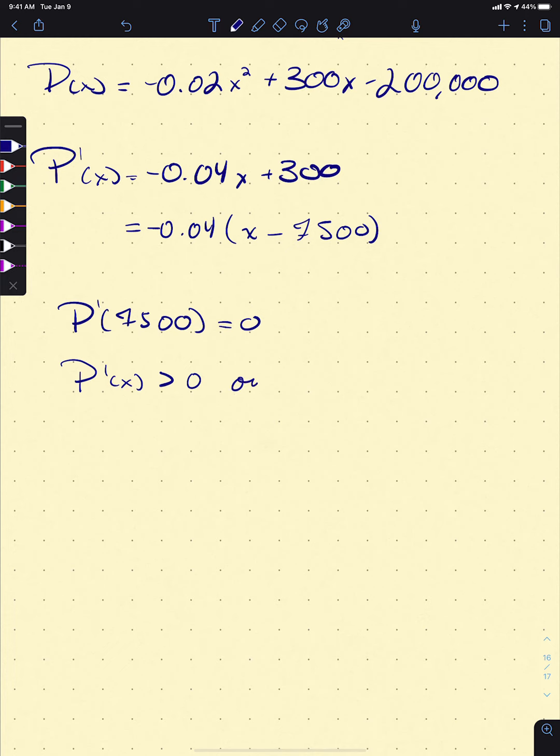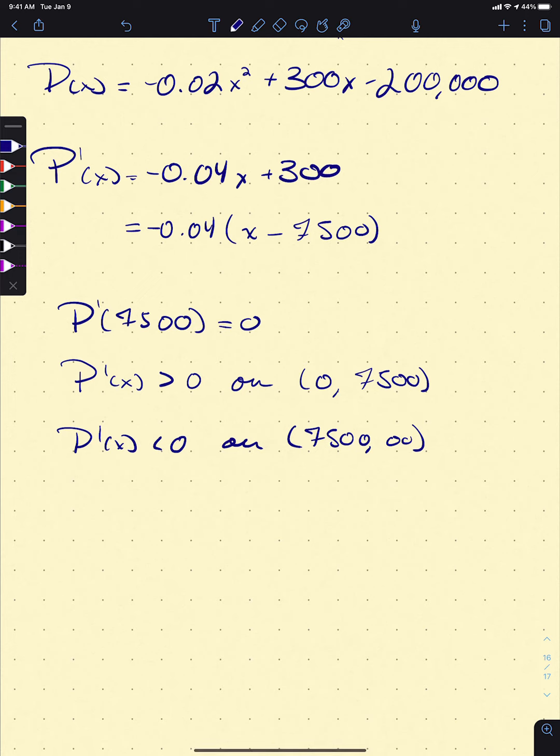Further, we can tell, maybe by just plugging in 0 to this, that p prime of x is greater than 0 on the interval 0 to 7,500, right? So here, since our derivative is greater than 0, the profit function is increasing on that interval. Likewise, p prime of x is going to be less than 0 on 7,500 to arbitrarily far. After 7,500 units, our profit function is decreasing, okay?